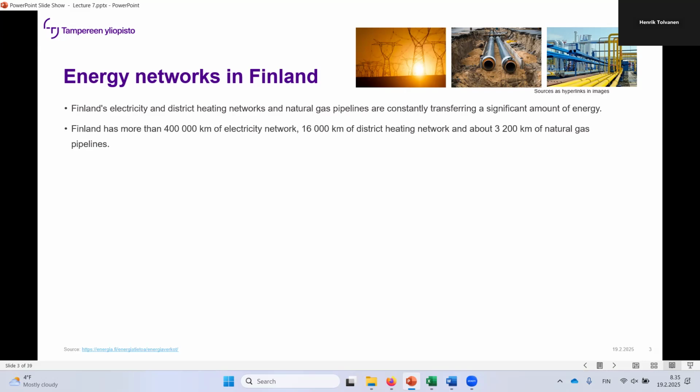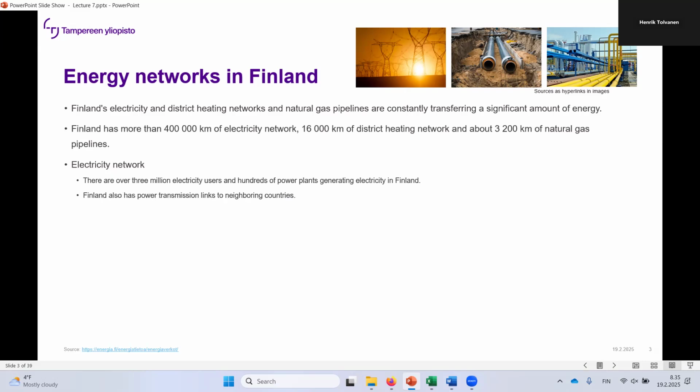There are some possibilities of blending hydrogen into the natural gas pipelines, and that's a research field of its own at the moment. So related to the electricity network, there are 3 million electricity users and hundreds of power plants generating energy in Finland.